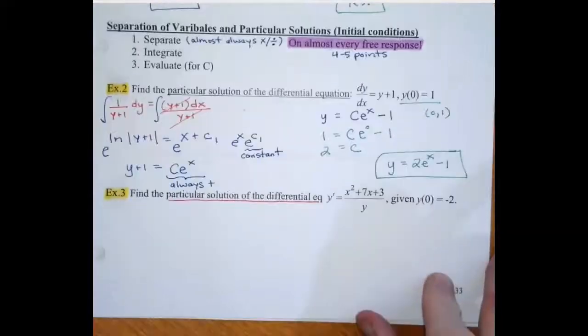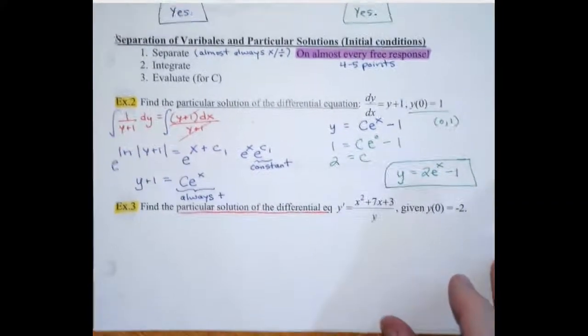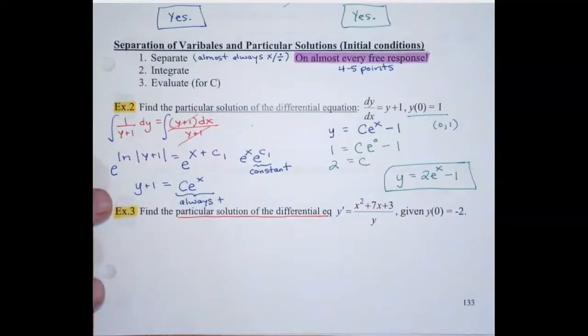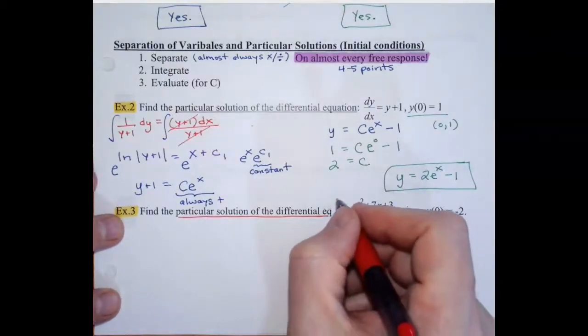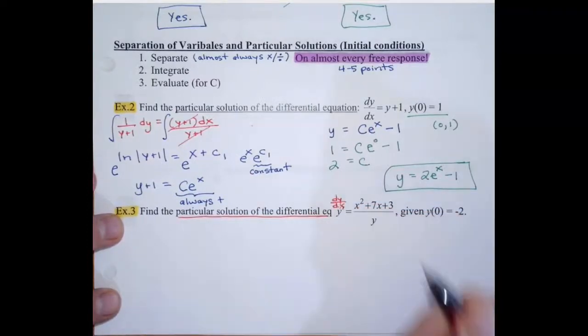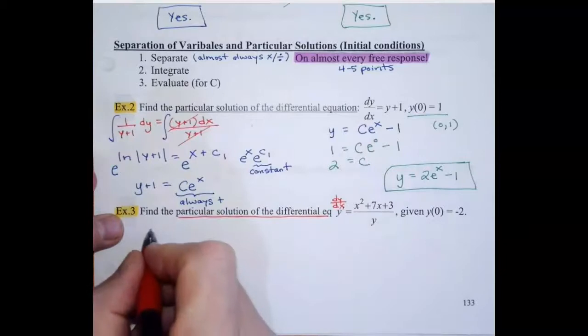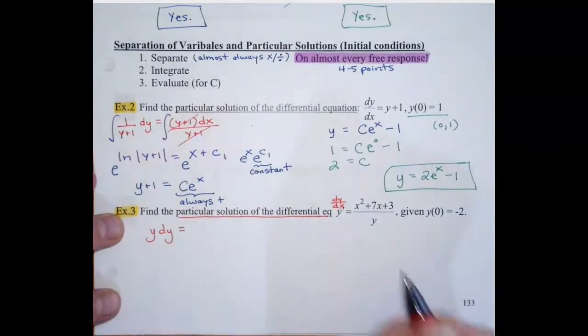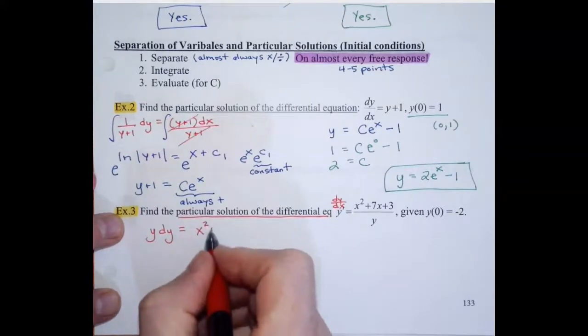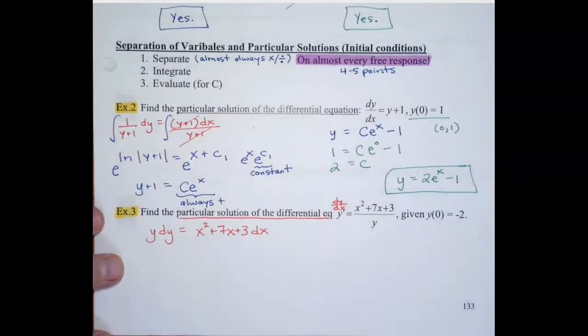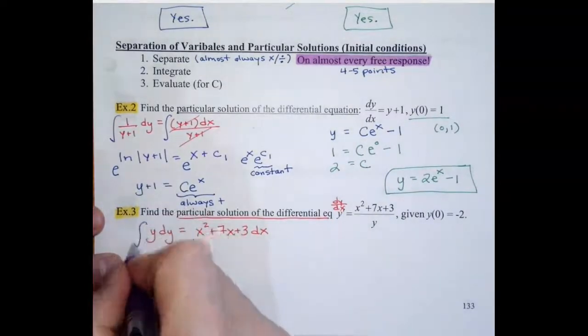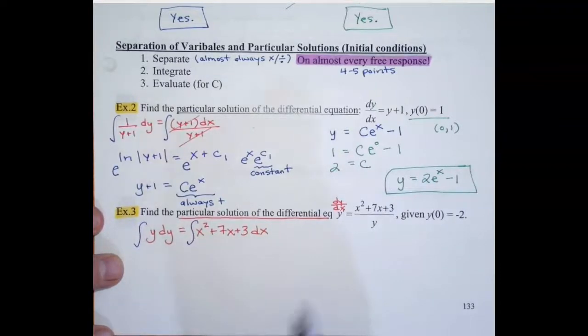Okay, so let's try that again. So separate. If we separate, and we want to kind of switch this to dy dx. So multiply both sides by y times dy. On this side we're going to have x squared plus 7x plus 3 dx. Okay. So separate, integrate, evaluate. That separate step should be nice for everybody.